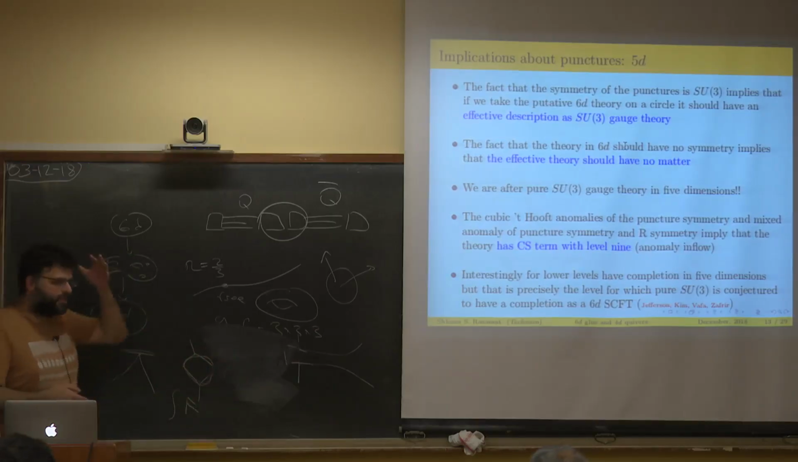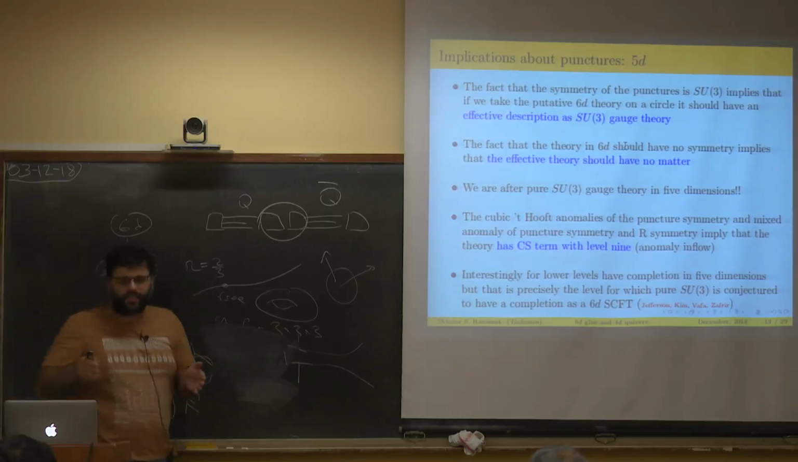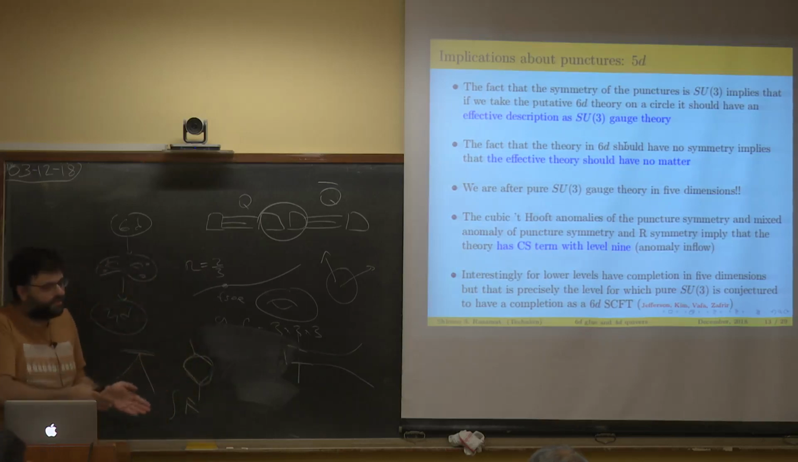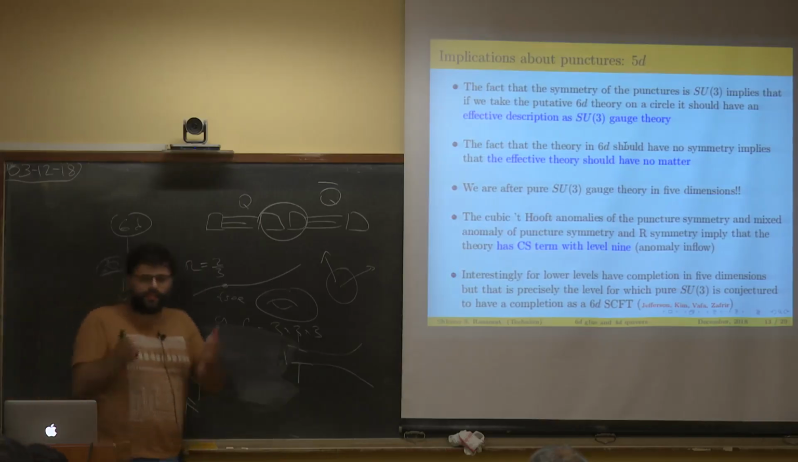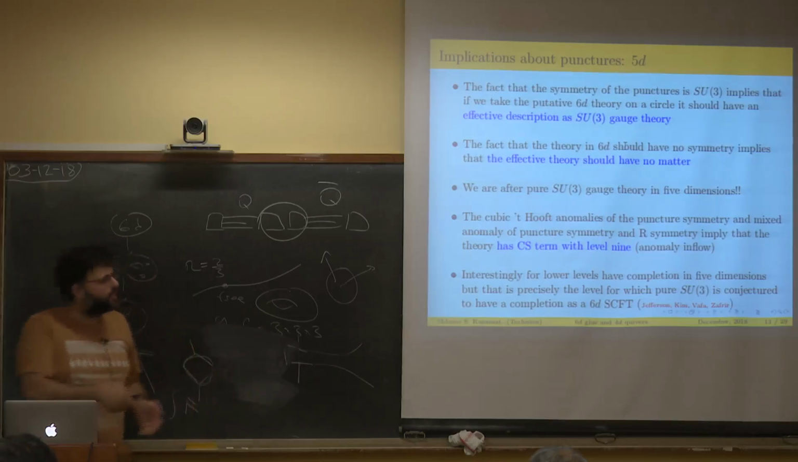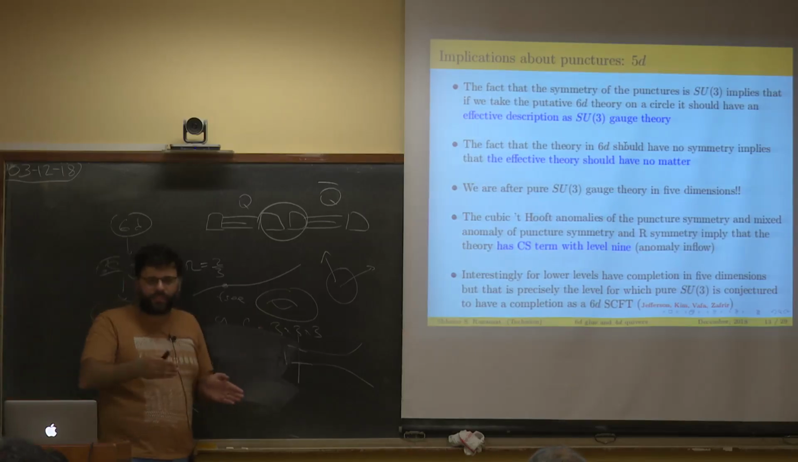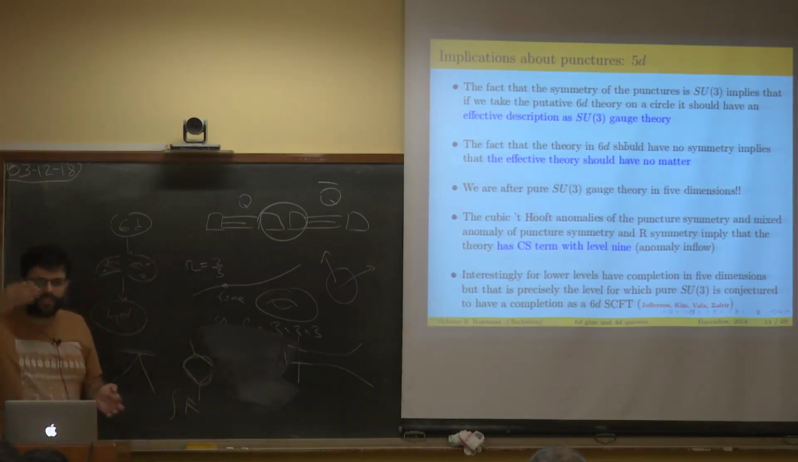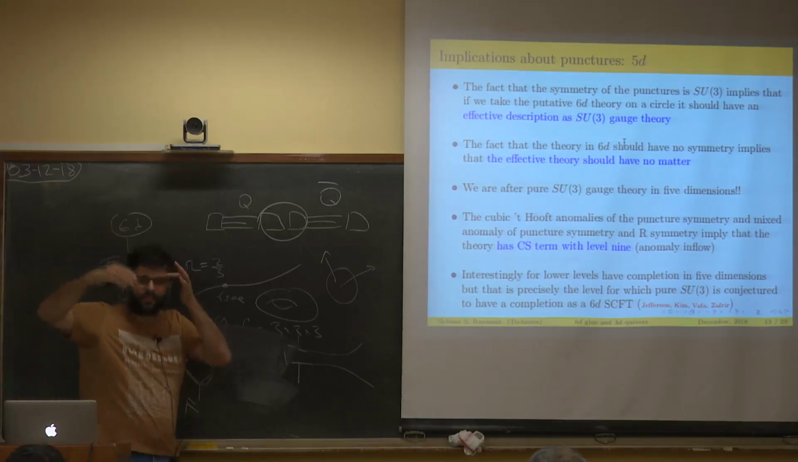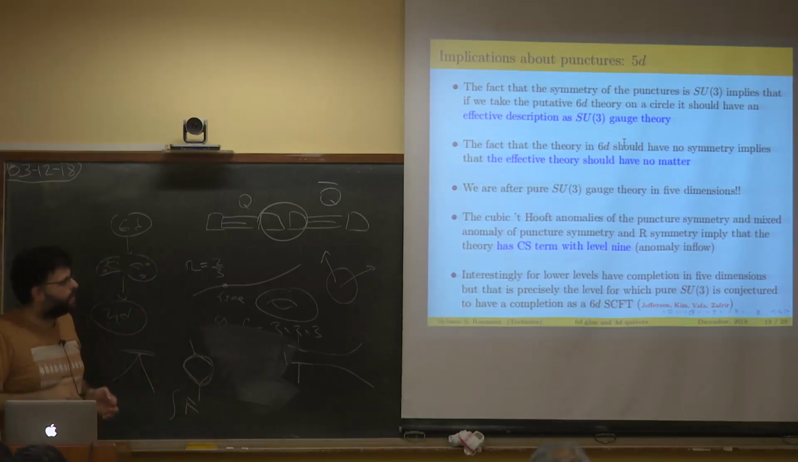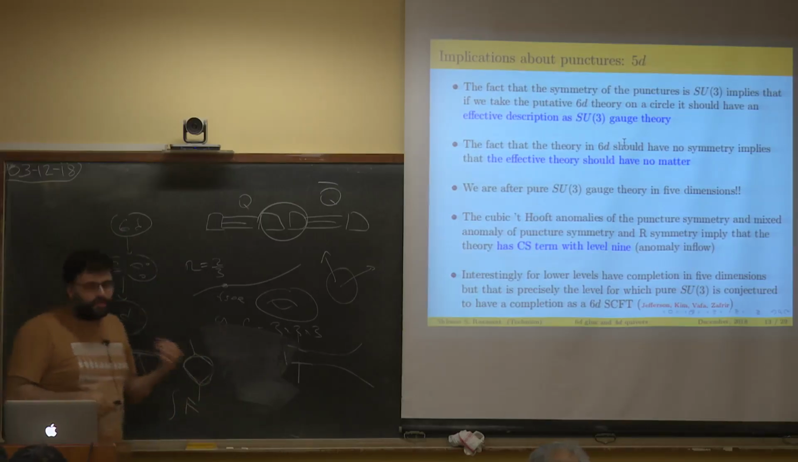A pure gauge theory in 5 dimensions still has a choice of Chern-Simons level. For low levels, people argue that the theories have a UV completion as 5-dimensional SCFTs. And exactly with level 9, if you consider SU3 gauge theory in 5 dimensions with level 9, there are claims, conjectures, that this theory is UV completed by a 6D SCFT, which we'll discuss on the next slide.